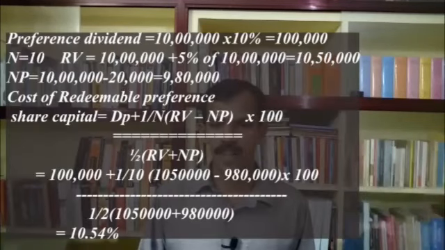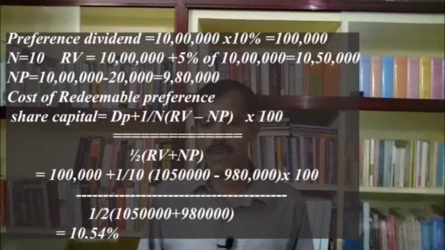Here our preference dividend is 10%. The company issued 10,000 preference shares of rupees 100 each. So the amount comes to 10,000 into 100, that is equal to 10 lakh. 10 lakh into 10% is equal to 1 lakh. Here the preference dividend is equal to 1 lakh. Then the number of years, the duration of the preference share, is 10 years. So N is equal to 10.